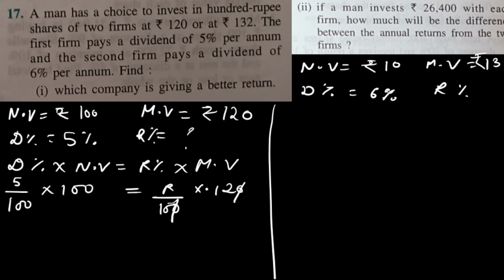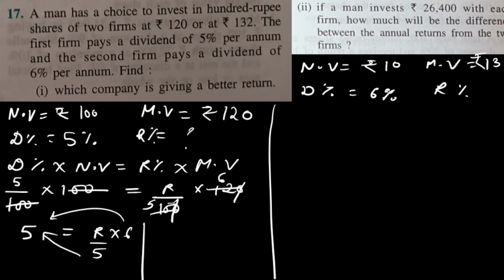Here 10 and 10 will get cancelled. 2 into 6, 2 into 5, where 100 and 100 got cancelled. So 5 is equals to R into 6 by 5. Now this 5 and 6 we have to shift to the other side. When we are shifting to the other side, this 5 which is on this side is getting divided by R, so when we shift it to the other side, it will get multiplied. This 6 here is getting multiplied with R. When we shift it to the other side, it will get divided. So multiplication changes to division and division changes to multiplication.